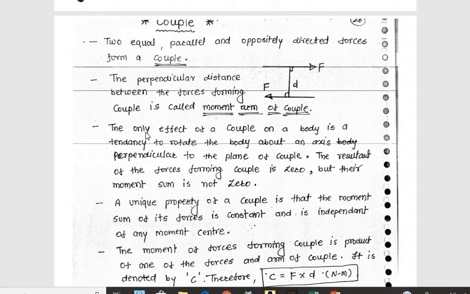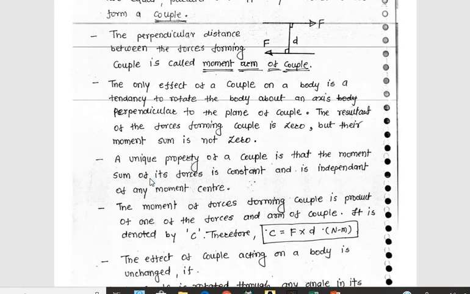Next, the only effect of a couple on a body is a tendency to rotate the body about an axis perpendicular to the plane of the couple. The resultant of the forces forming a couple is zero, but their moment sum is not zero. The unique property of a couple is that the moment sum of its forces is constant and is independent of any moment center.